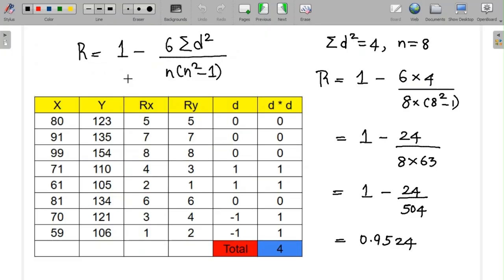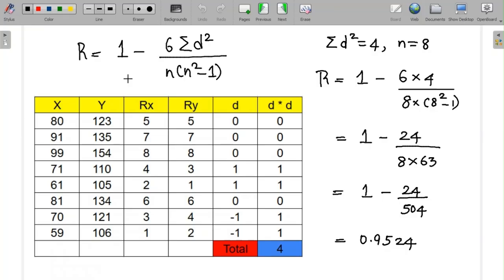So we have the ranks side by side along with the observations given. We find the difference between the ranks. So 5 minus 5 is 0, 7 and 7 is 0, 8 and 8 is 0, 4 and 3 returns 1, 2 and 1 returns 1, 6 and 6 gives us 0, 3 and 4 gives us negative 1, 1 and 2 also gives us negative 1. And then we find the squares of d and we add all the squares, we get the value as 4.